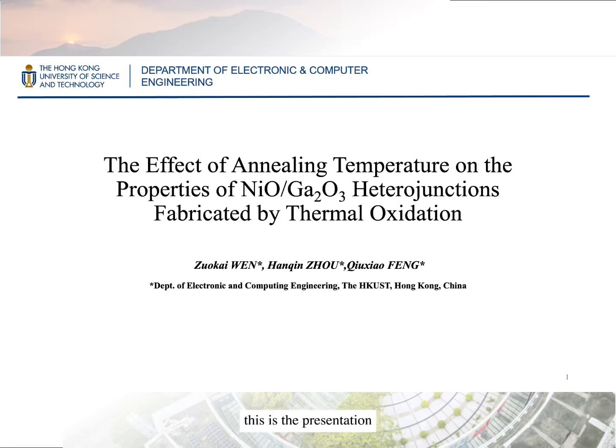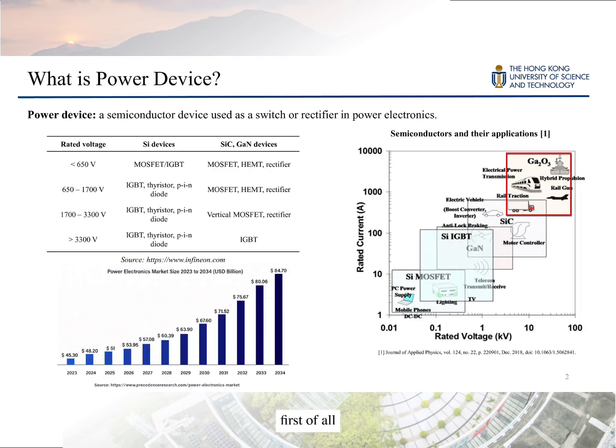Hello everyone, this is the presentation about the effect of annealing temperature on the properties of nickel oxide and gallium oxide heterojunctions fabricated by thermal oxidation. First of all, what are we doing and what are we concerned about? We need to have some background.